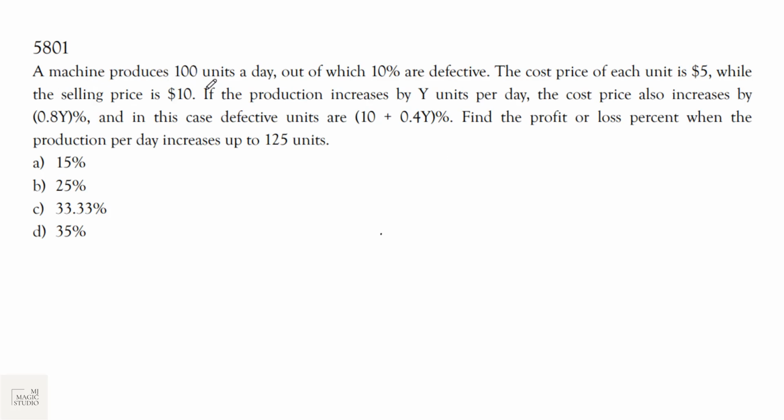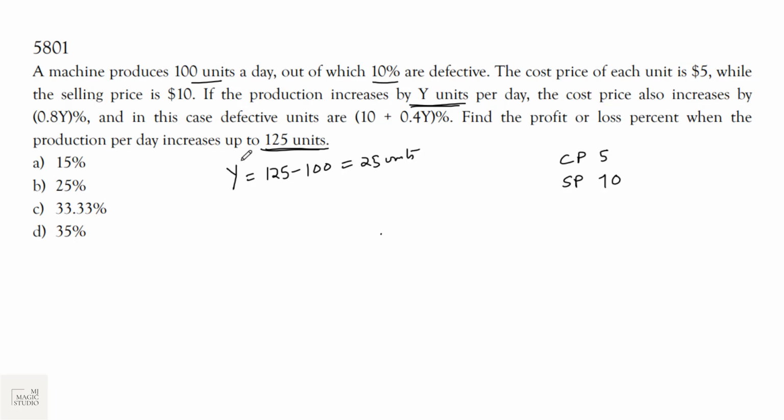A machine produces 100 units a day, out of which 10% are defective. The cost price of each unit is $5, while the selling price is $10. If the production increases by y units per day, the cost price also increases by 0.8y%, and in this case defective units are 10 plus 0.4y percentage. Find the profit or loss percent when the production per day increases up to 125 units. So first, what is the value of y? y is 125 minus 100, that is, it increases by 25 units.